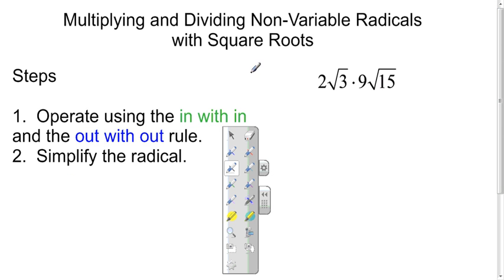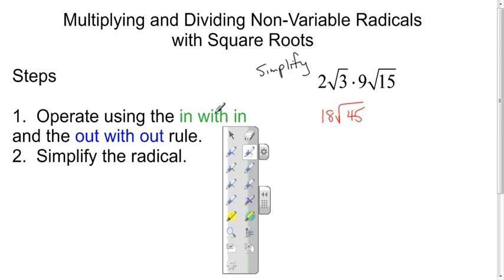Moving on here, again, we're going to be asked to simplify this expression, and I will do my in within and my out without rule. I notice that 2 and 9 are both on the outside, 3 and 15 are both on the inside, so I will get 2 times 9 is 18, and the square root of the product of 3 and 15 is 45.